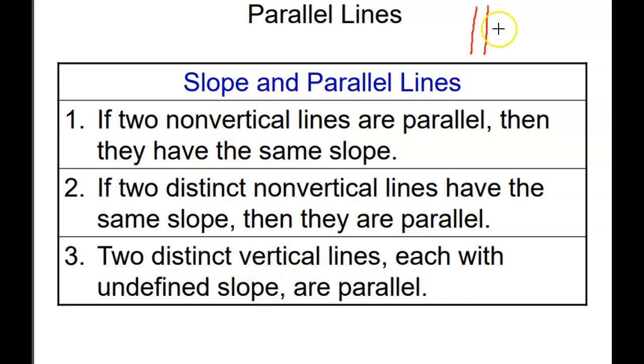And here's this third special case in a vertical line. If two slopes are undefined, then those two lines are parallel also. That's all that means.